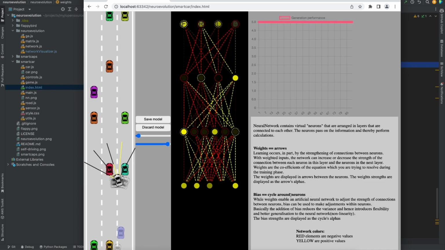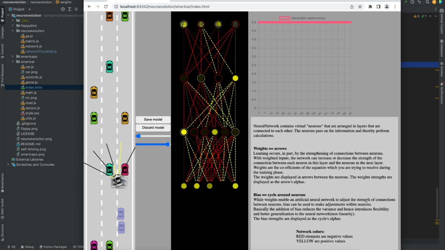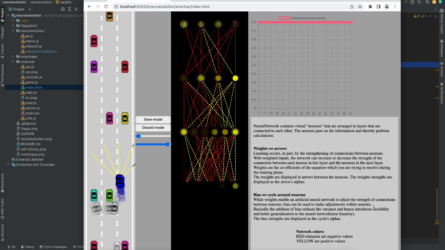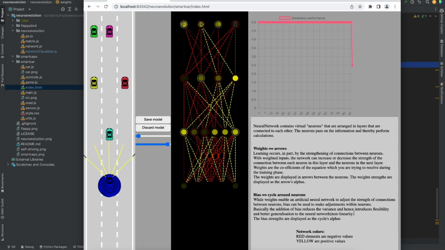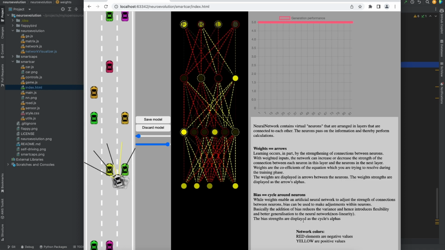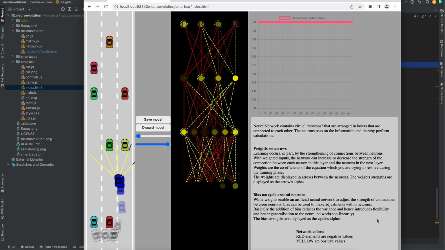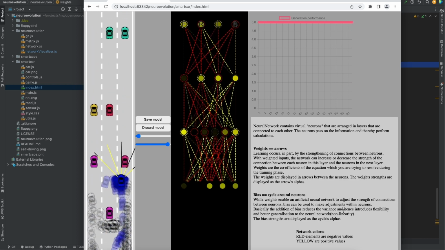The same goes for bias. Let's understand why it's bias first. Weights enable an artificial neural network to adjust the strength of connections between neurons. We already talked about that. Bias can be used to make adjustments within the neuron, right? Basically, the addition of bias reduces the variance and therefore introduces flexibility and better generalization in the neural network. So basically, it makes a non-linear equation. So bias is what we use to make the model more generalized, right?